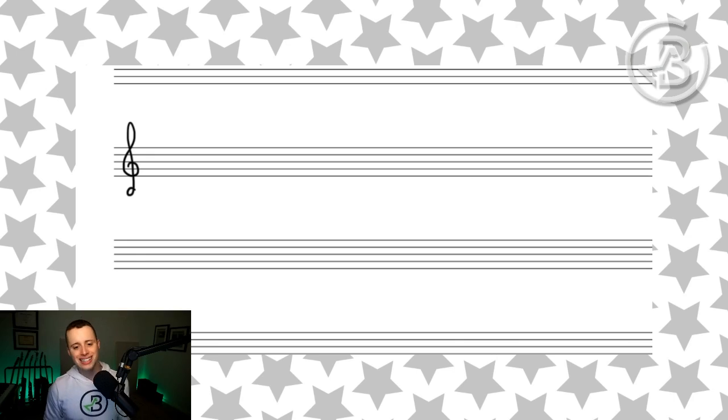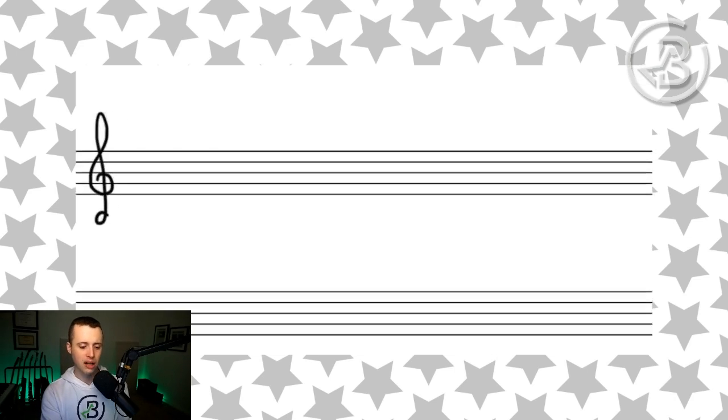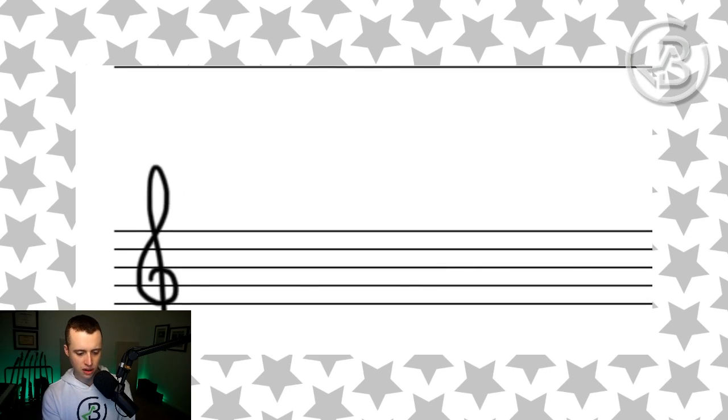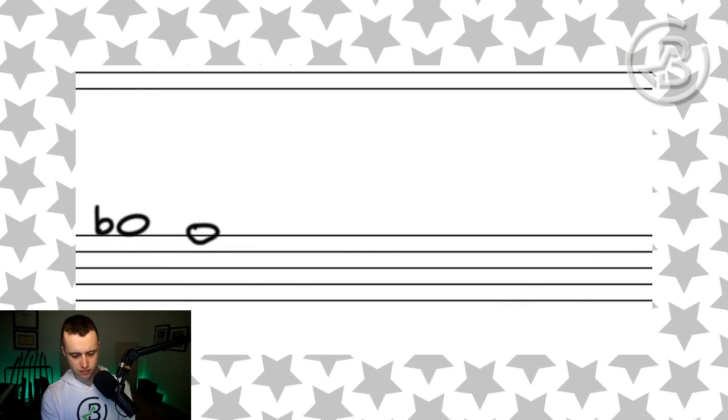Now let's do a descending G chromatic scale. This time I'm going to start on G5. So I'm going to start on the G above the staff. Work my way down, again, only using natural notes and flat notes. So here's G, G flat, F, go straight to E. There's no flats or sharps.